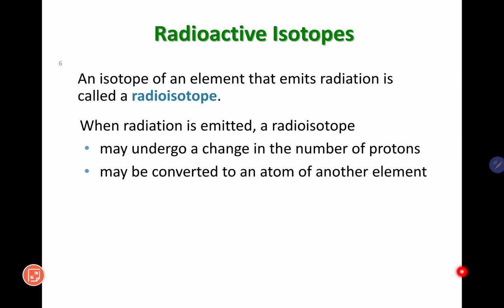If they change their number of protons, they are no longer the same element, right? Why? Because every element has a unique atomic number. If you change the number of protons, that means you no longer have the same atomic number like before. So if you are changing your atomic number, you are a completely different atom. In radioactive isotopes, you might see atoms converting from one element to a completely different element, mainly because they could change the number of protons. We will talk about these things in more detail later on.